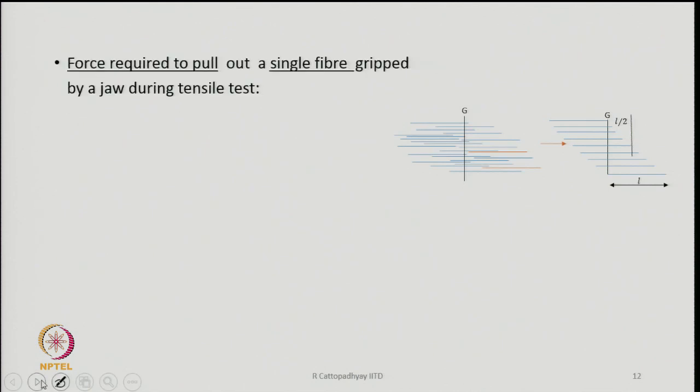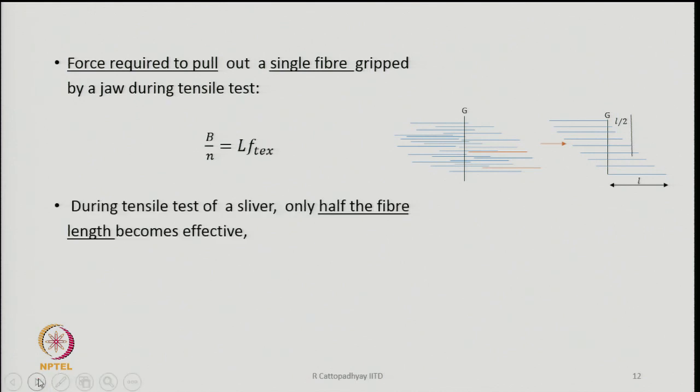From now, the force required to pull out a single fiber gripped by the jaw during the tensile test can be found out. B is how much? B by N, or we have already found out the sliver strength is L into N into FTX. So, B by N is going to be L FTX.